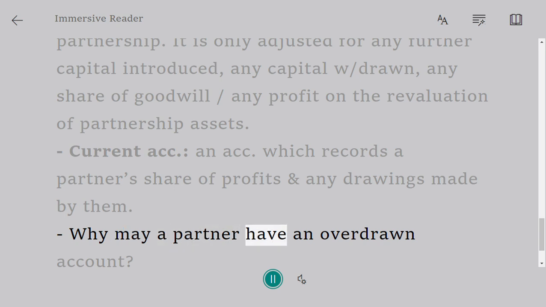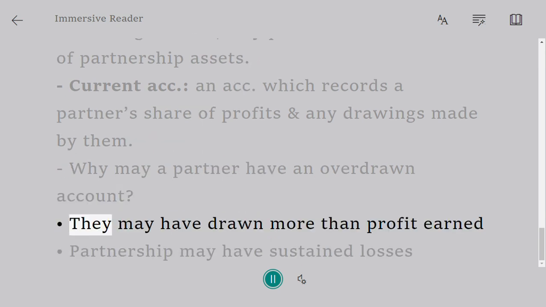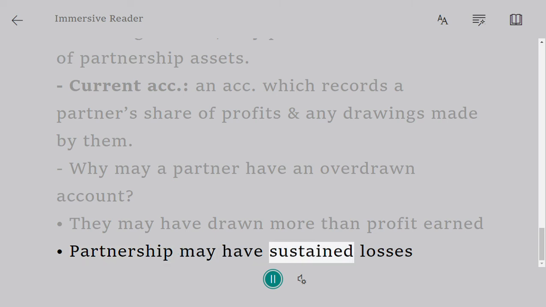Why may a partner have an overdrawn account? They may have drawn more than profit earned. The partnership may have sustained losses.